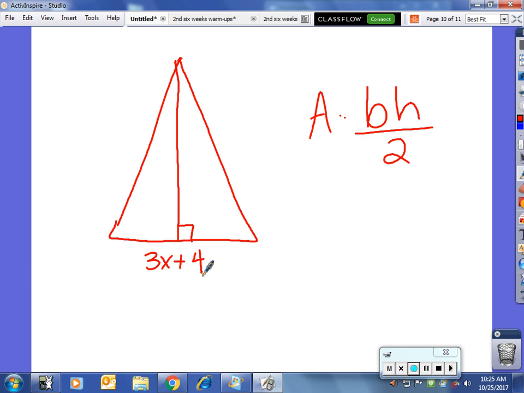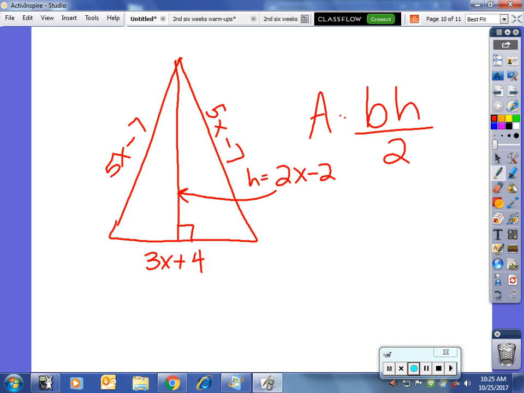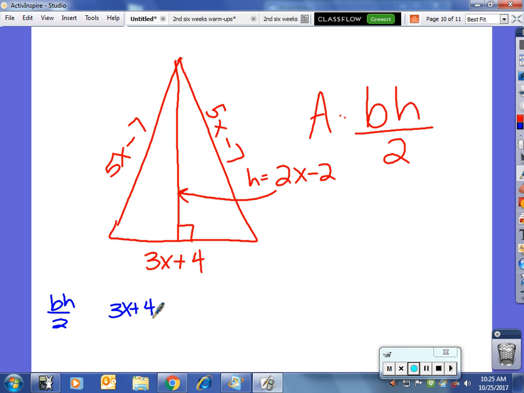Okay, so the base here is 3x plus 4. The height is going to be 2x minus 2. I'll go ahead and draw in the other sides. We'll need that for perimeter, but we don't need the other sides for area. Do we want to do this one together? Well, you could at least do the base times height part. Do that part first. And again, you've got to write it out side by side and do FOIL. Base times height divided by 2. So that's going to be 3x plus 4 times 2x minus 2. I'm going to get that answer, and then I'll divide by 2 at the end.